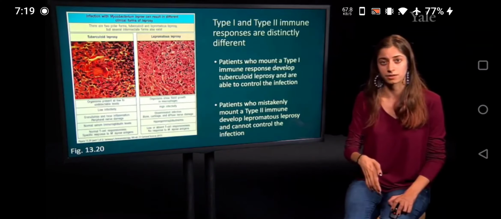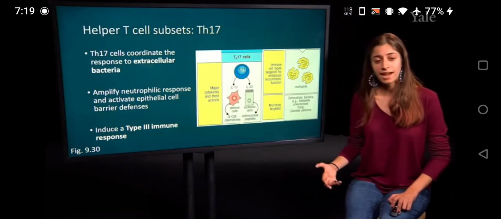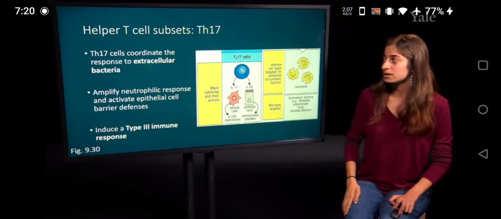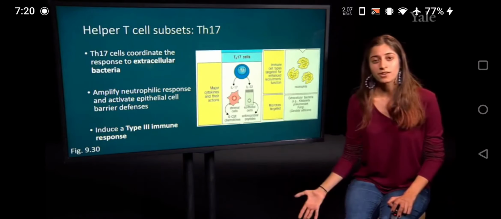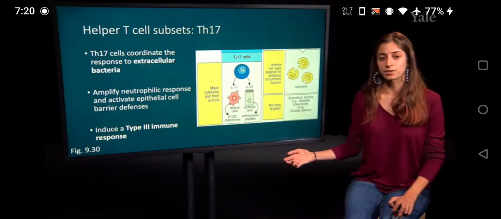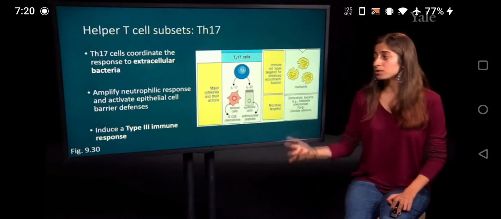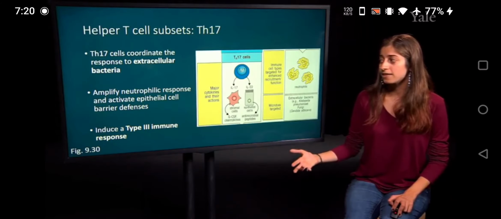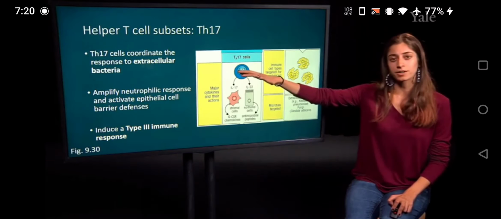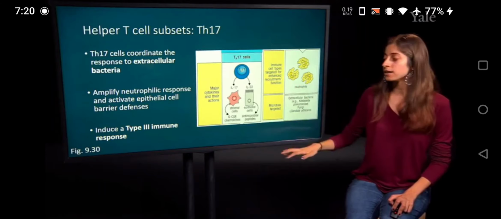So let's move on. The next helper subset is a Th17 helper cell. Unlike Th1, which respond to intracellular bacteria, Th17 helper T cells respond to extracellular bacteria. They amplify the neutrophilic response and they activate epithelial barrier defenses. When helper T cell subsets of the Th17 subset are induced, they then mount what's called a type 3 immune response.